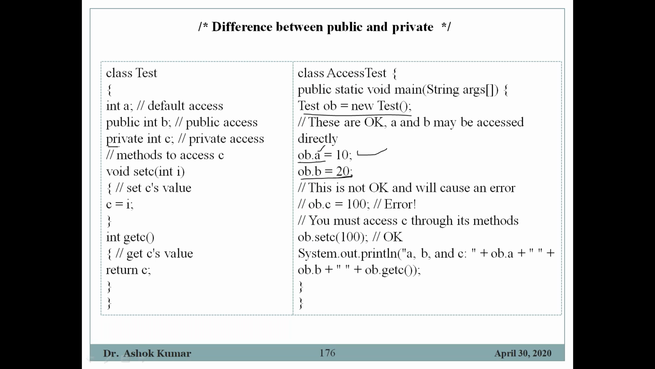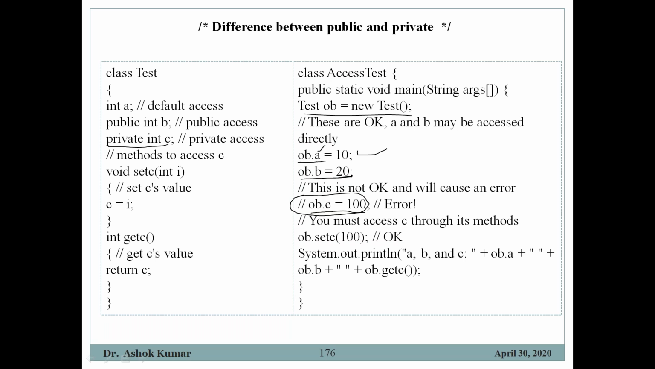But c is private, so private members of the class cannot be accessed directly. Directly means we can't assign a value to c using this dot operator. So this is not valid, because in this line we are using ob.c, and c is private. It cannot be accessed directly, so we can't write like this. So this is the meaning of private access. Private members of the class cannot be accessed directly, which means you can't use them with the dot operator. You can't assign them some values.